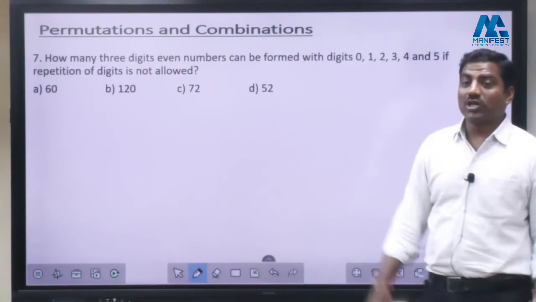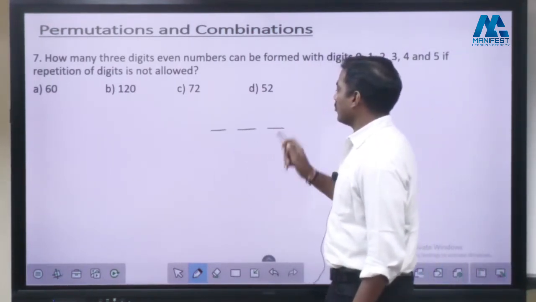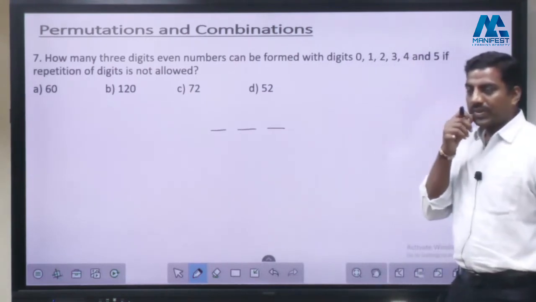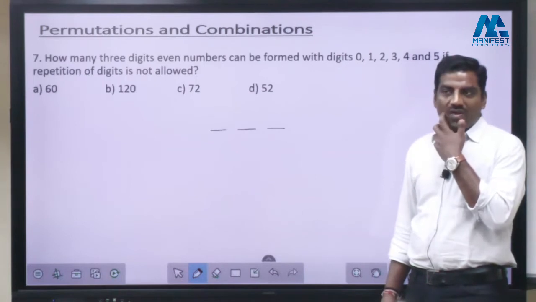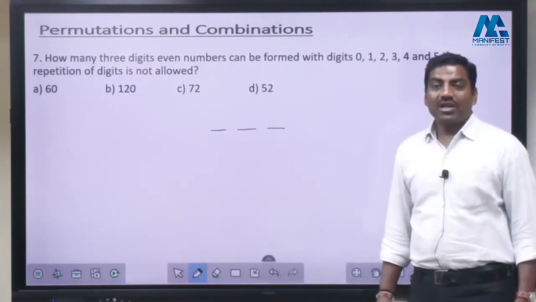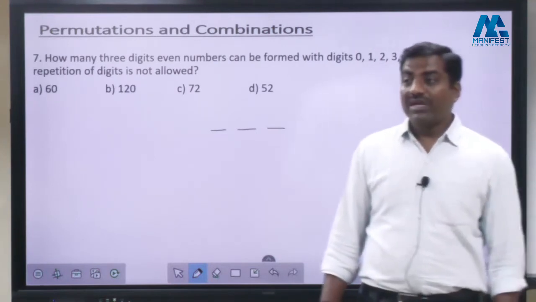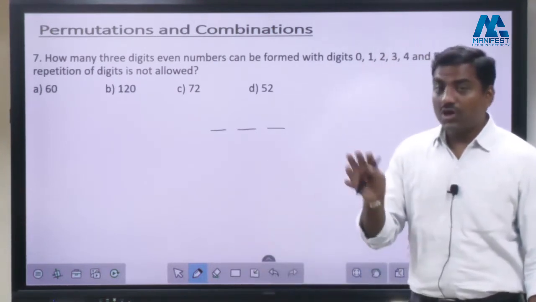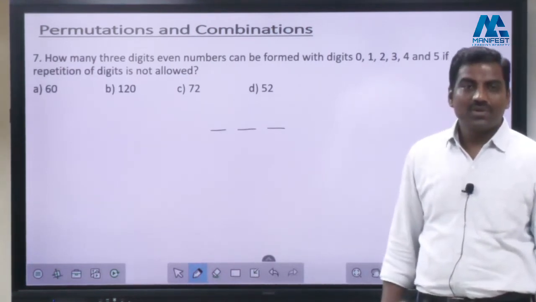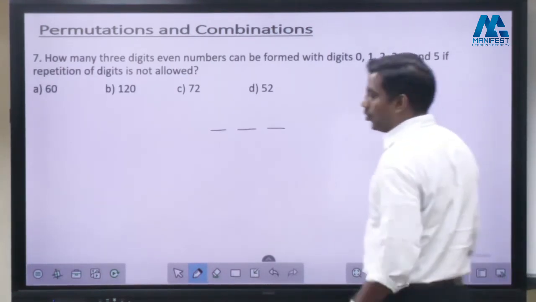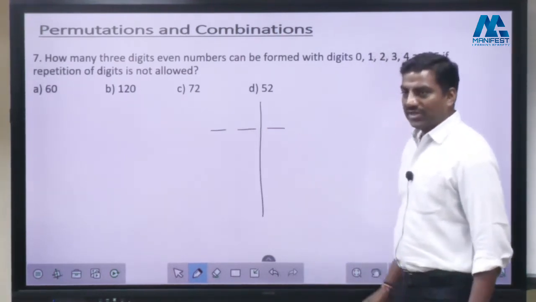Now, repetition is not allowed. What to do? When repetition was allowed, we had the maximum number of choices. When repetition is not allowed, we cannot have that privilege. So our chances will be cut. In such a case, what you have to do is think of this number first.